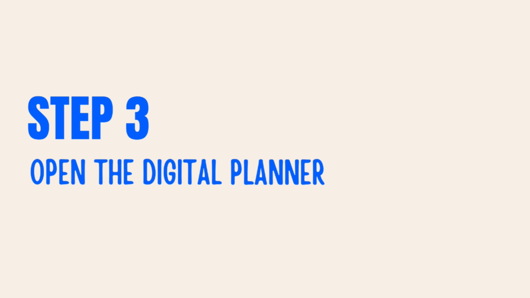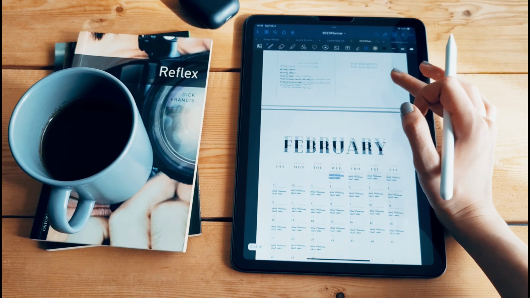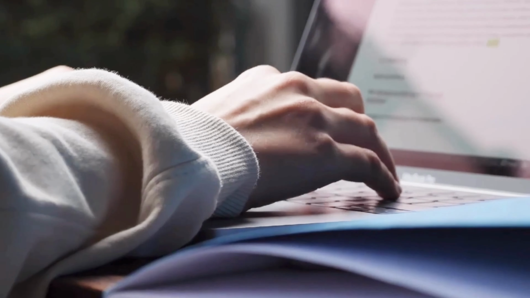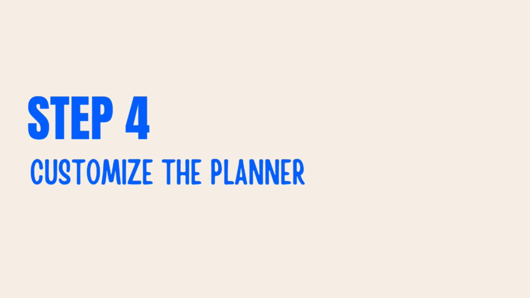Step 3. Open the digital planner. Open the digital planner using the app or program that is compatible with your device. If you're using an iPad, you can use the GoodNotes app, or if you're using a Windows computer, you can use OneNote.